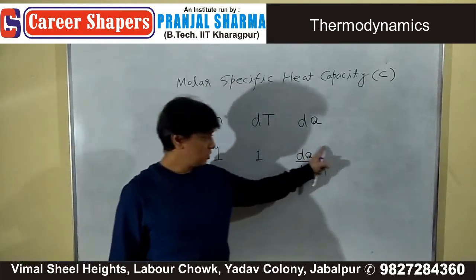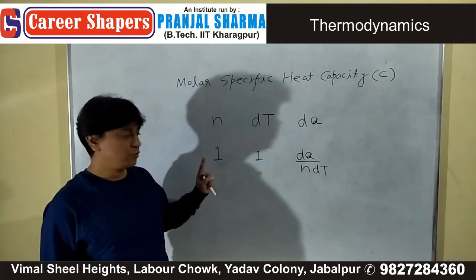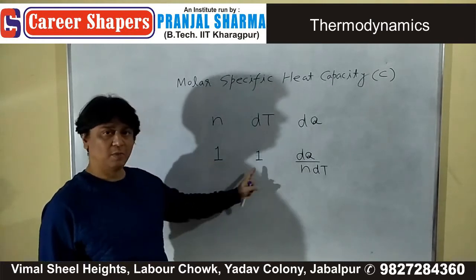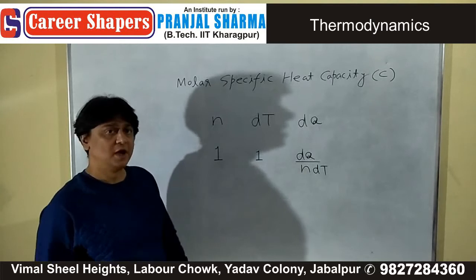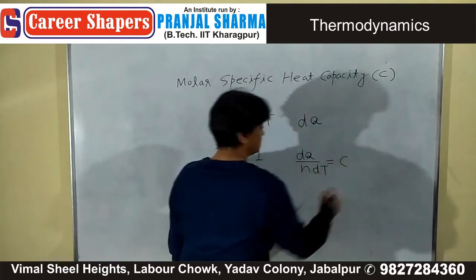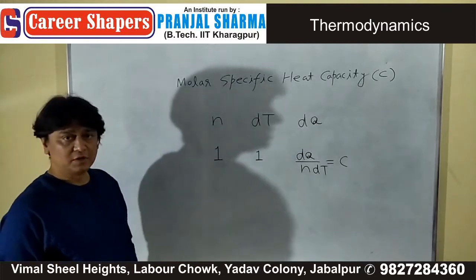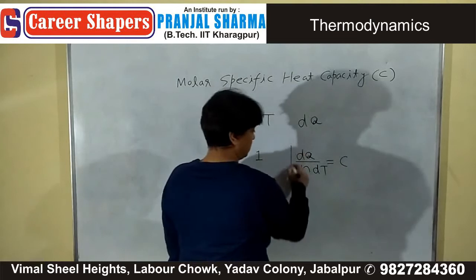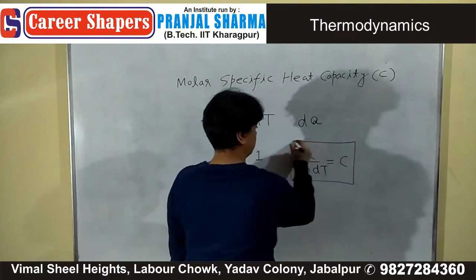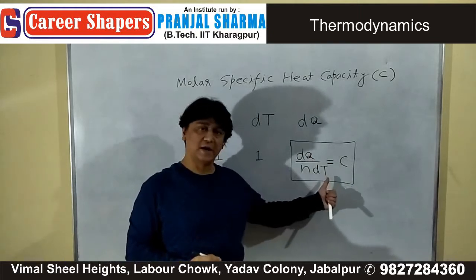So, what is this whole thing? This is amount of heat required to raise the temperature of 1 mole by 1 degree Celsius. And therefore, this for us is what? C. That's the formula for C. Remember it like this, dQ upon n dT.